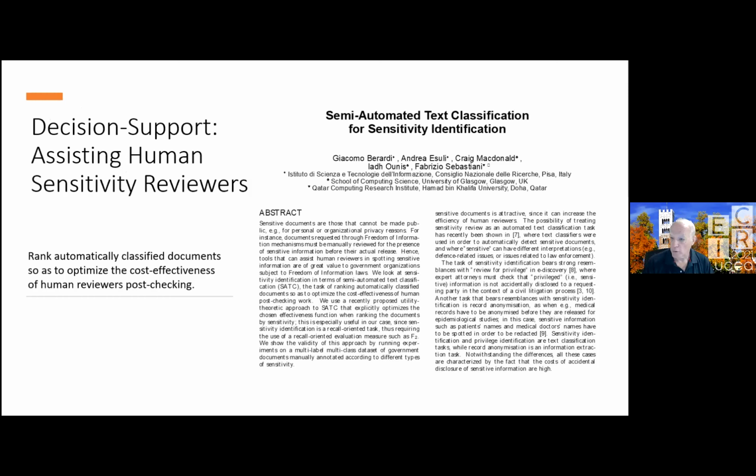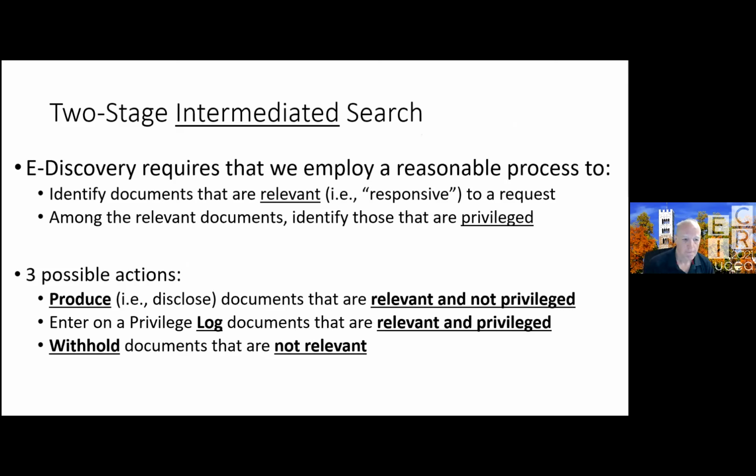Now what we're going to do is we're going to try to optimize a cost function. And we're not going to do it just for sensitivity review, but for relevance review first and then sensitivity review. So it's going to be a two-stage process. We're going to first find out if it's relevant and then find out if it's sensitive. Lawyers say privileged. Lawyers have a legal concept of privilege, which is a kind of sensitivity.